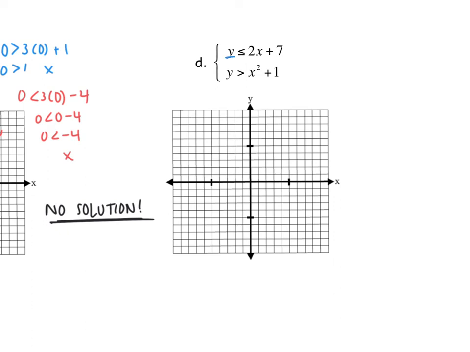The first one, 1x, 1y, this is going to be a line. Slope-intercept form, so my y-intercept is 7. I'm going to use a slope of 2, so up 2 over 1. Positive slope means my line should be rising. Because there's an equal sign, it's going to be a solid line.